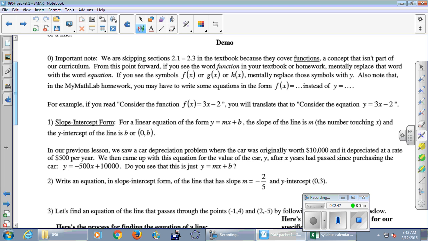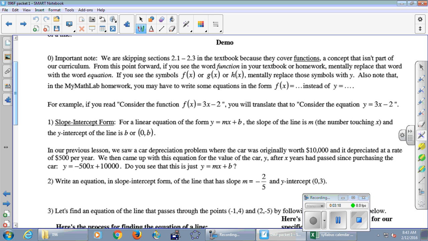If you take college algebra, you will define formally functions, and you'll talk about them in detail then. But for our purposes this semester, if you see any of these funny symbols in your homework, which you will, you're going to mentally replace those symbols with the single letter y. Also note that in the MyMathLab homework, you may have to write some equations in the form f parentheses x equals instead of our more traditional y equals. The directions will make it very clear, but you got to follow the directions.